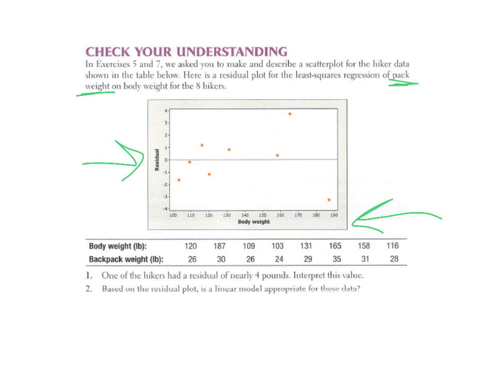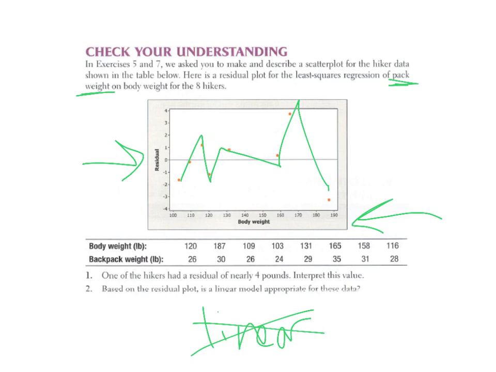Number 2, based on the residual plot, is a linear model appropriate for this data? Okay, so what do we see going on here? There seems to be some scattering, but it's a pattern of scattering. It's like up, down, up, kind of down, but it's a pattern. It's not super random. So a linear model would actually not be appropriate for this data. Okay, we'll look at more of this stuff in class and work with our calculators then.